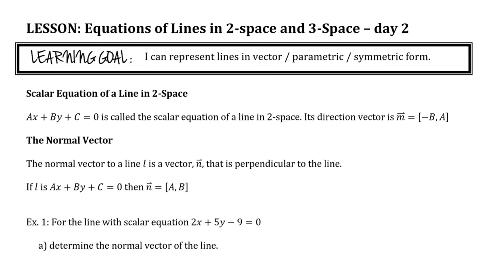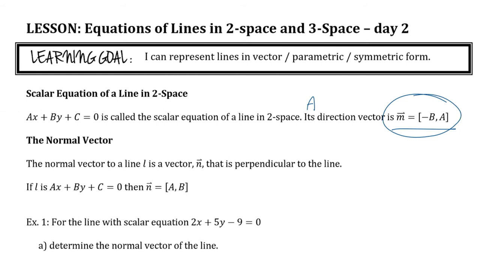So it's called the scalar equation, and it has a direction vector. Now, you can have multiple direction vectors for a line. They'll all look different, but they'll all be scalar multiples of each other, or they will all be parallel, or they'll all be collinear, right? All the different direction vectors that you could choose. A direction vector for this line is going to be negative B, A. Now I'm going to come back to that because I want to talk about something a little bit more important, and then we're going to come back and talk about this again.